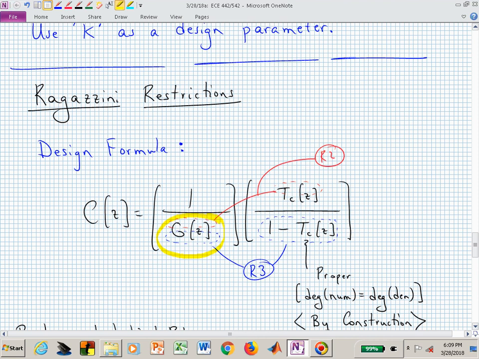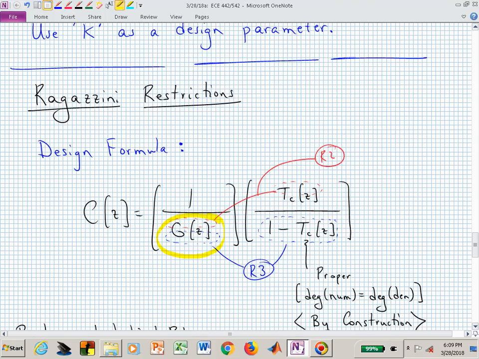So you are going to create t sub c of z with some unknown variables, so that when you evaluate t sub c of z at these unstable pole locations, 1 minus t sub c of z will vanish, so that that zero cancels the zero factor, or the pole factors in g of z. So we're multiplying c of z times g of z again.